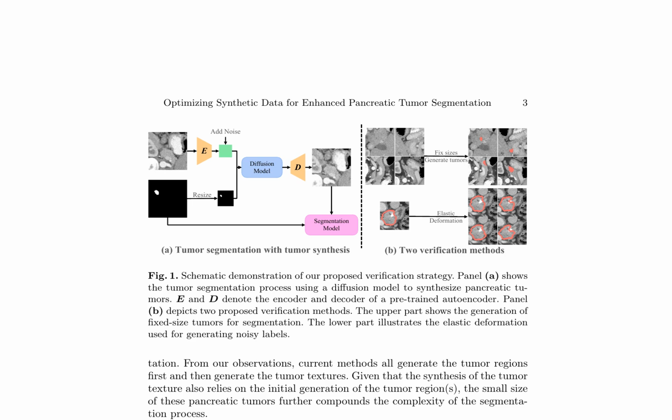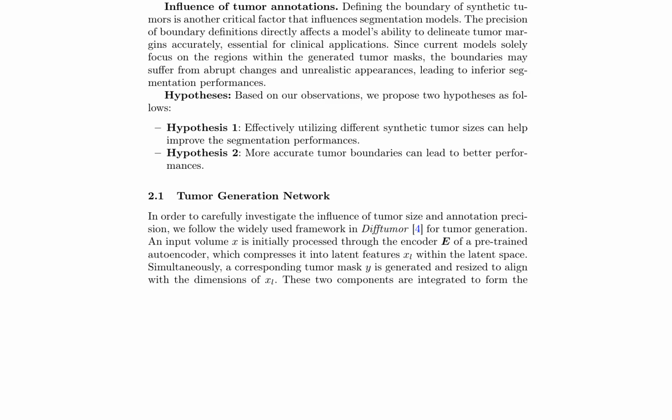The authors utilize a tumor generation network based on the DiffTumor framework, which processes input volumes through an encoder, integrates them with a tumor mask, and then uses a latent diffusion model and decoder to produce the final synthetic volume. The segmentation model is trained using both dice loss and cross-entropy loss. The dataset used includes the MSD pancreas dataset for real tumor data, along with samples from the pancreas CT and BTCV datasets as healthy controls.